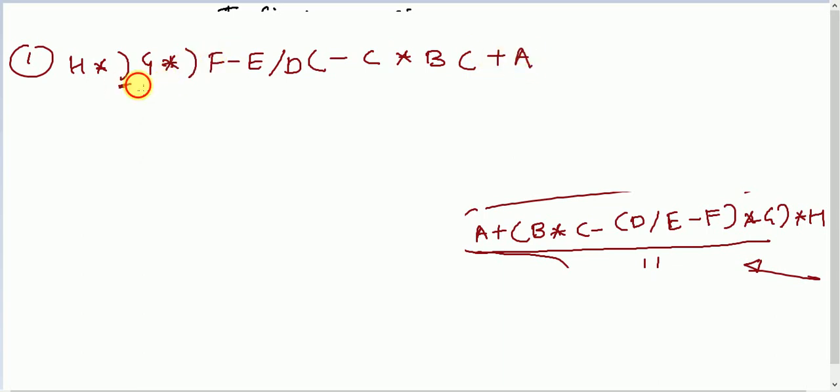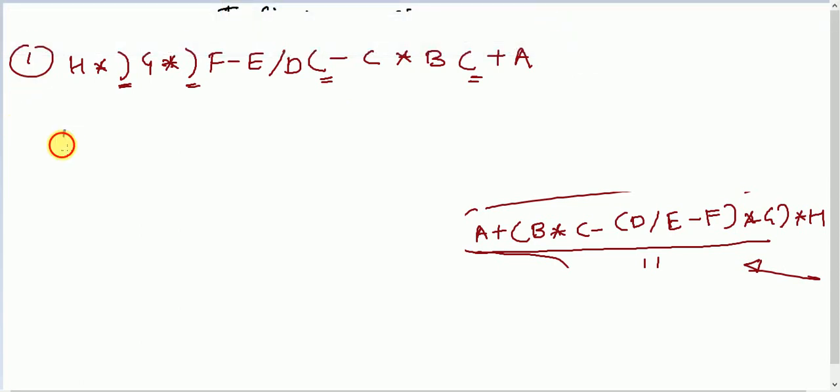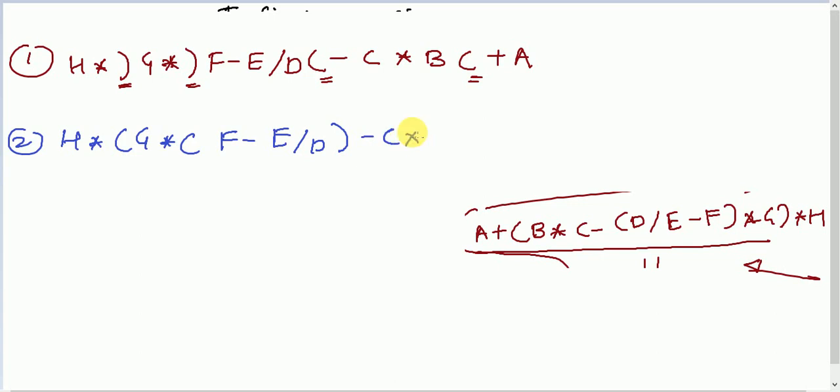Now what am I supposed to do? I just want to reverse the direction of brackets. Okay, so if I reverse the direction of the brackets and rewrite the expression, I'll get here h multiplication g multiplication f minus e divided by d first bracket complete minus c multiply by b second bracket complete plus a.